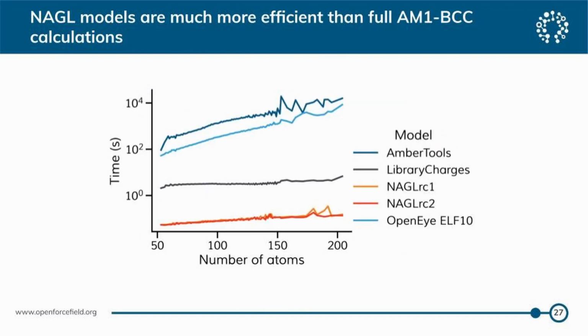And of course, one of the main reasons we wanted to do this was speed. So comparing the neural network model to any other method, the neural network model blows everything out of the water, including library charges that uses pattern matching to assign charges.